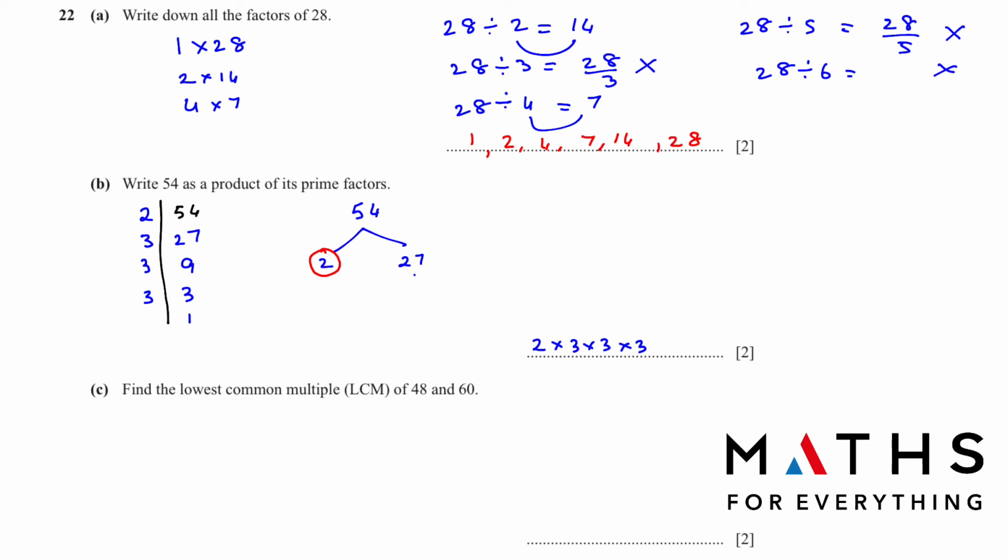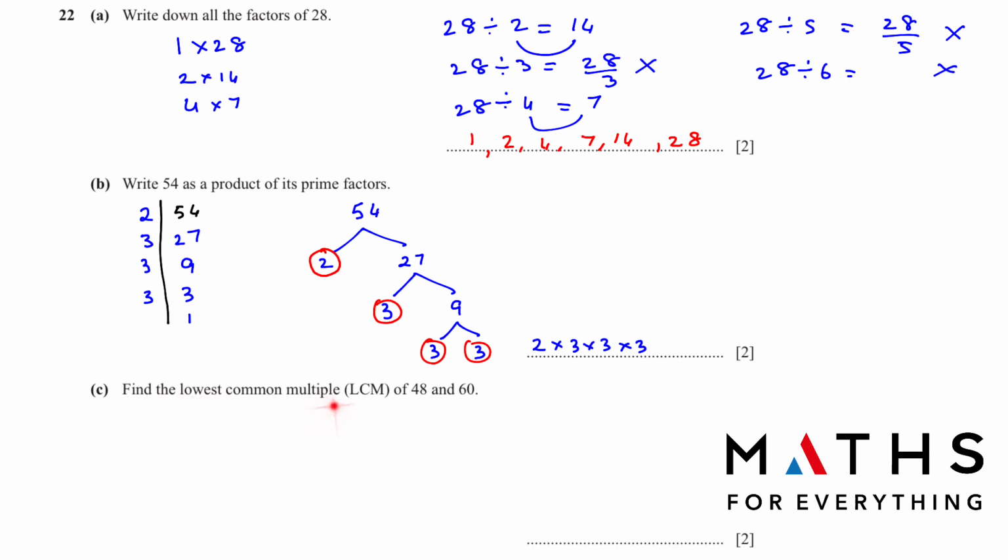Now for 27, we know that 3 times 9 is 27. 3 is a prime number, so we are not going to use it now. And what are the factors of 9? 3 times 3. Again, these are prime numbers, so we don't move further. These are the numbers that we got. You can use either of the ways.